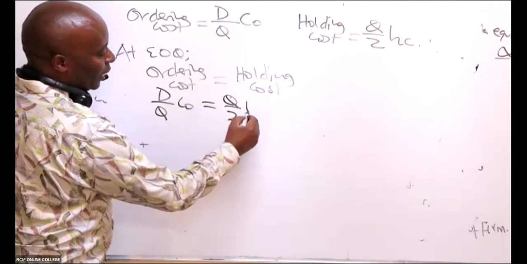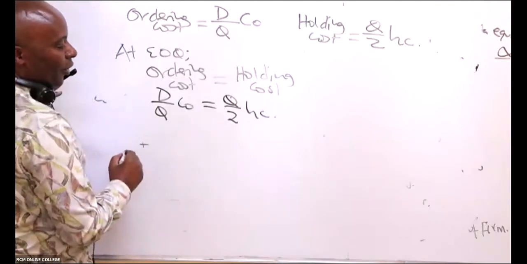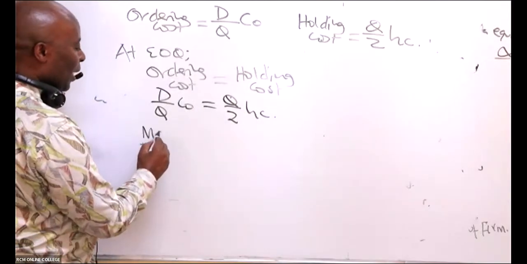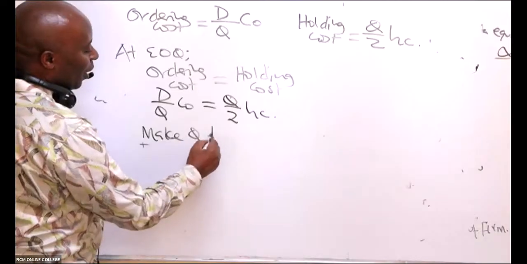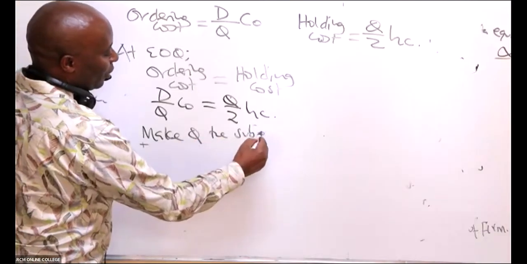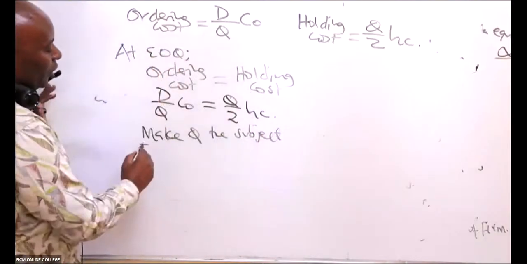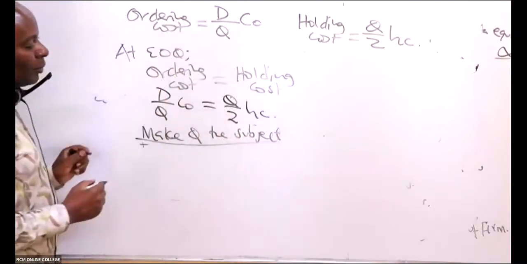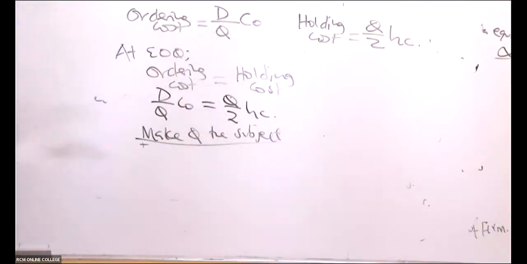Q over 2, what here, somebody? HC. So I simply want you to make Q the subject of the formula. Just that one, and you will be done with the Q stuff. Make Q the subject of the formula. Do your cross multiplications, abracadabra.